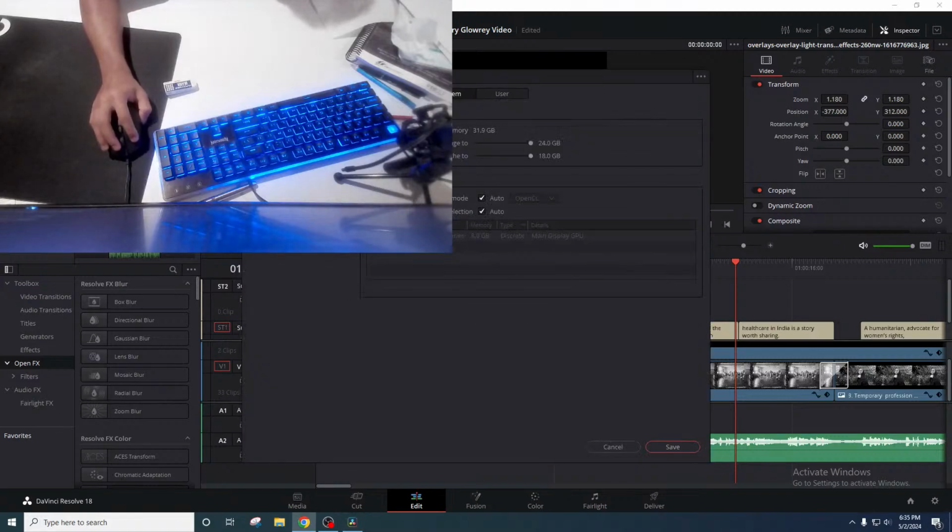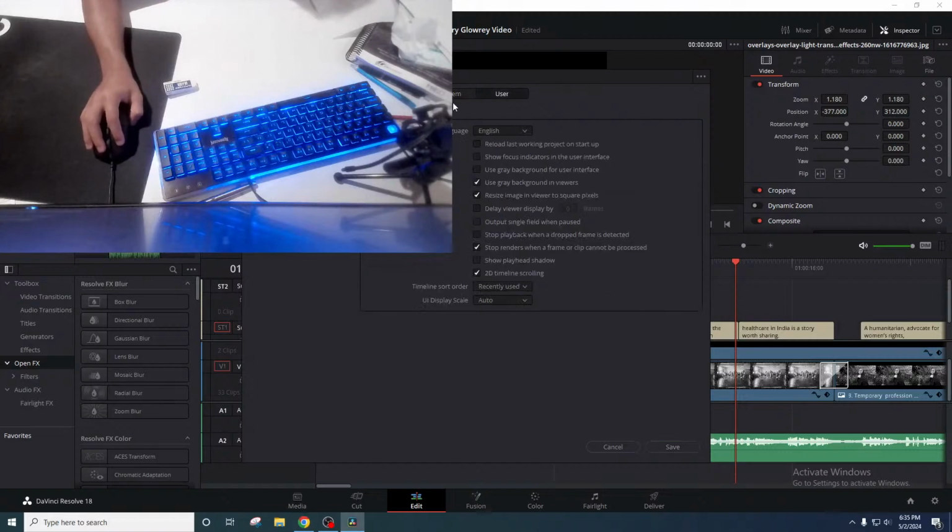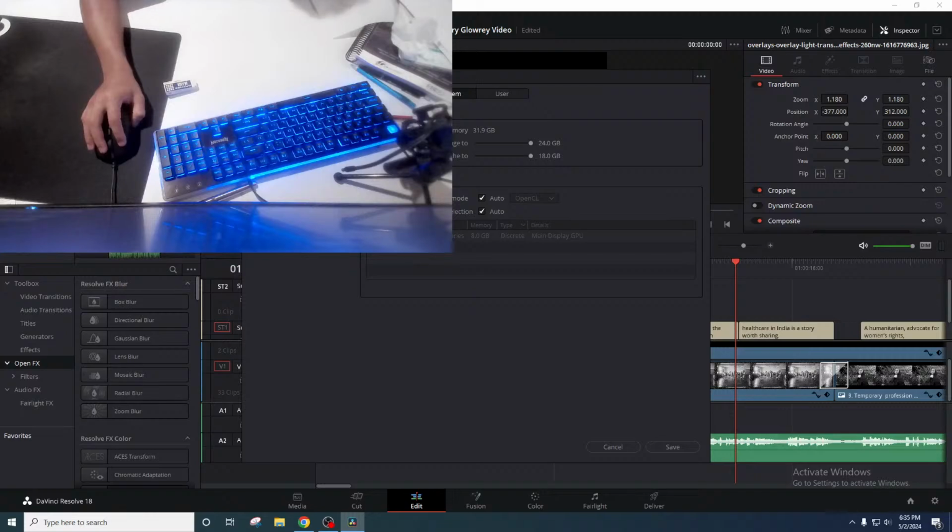Go to Preferences directly, very straightforward, and then go to Memory and GPU, and in Memory and GPU you will find the settings that DaVinci Resolve probably already identified as best when you installed the software. So this is going to be the GPU processing mode. Here you can select from CUDA or OpenCL. If you have an NVIDIA graphics card, you can select CUDA, but you can also select OpenCL.